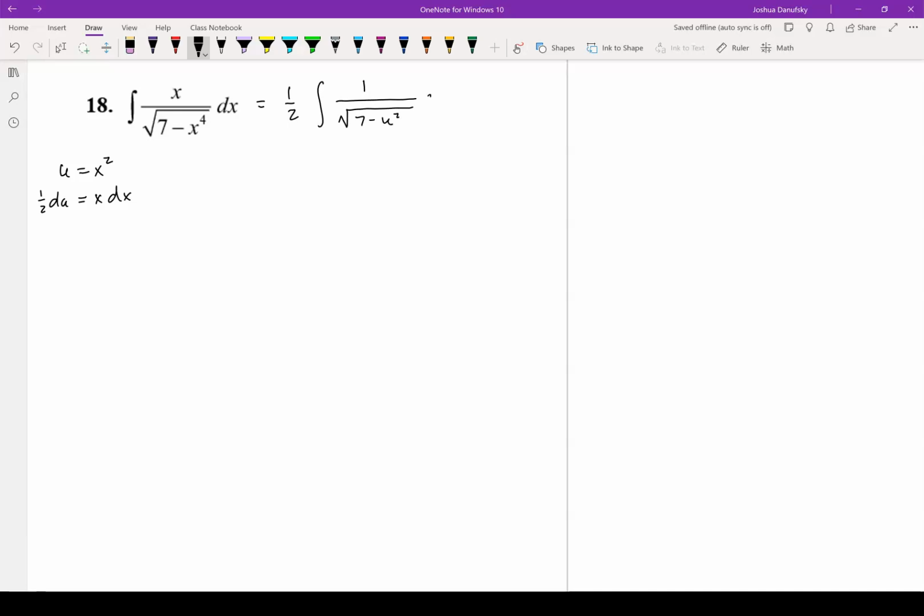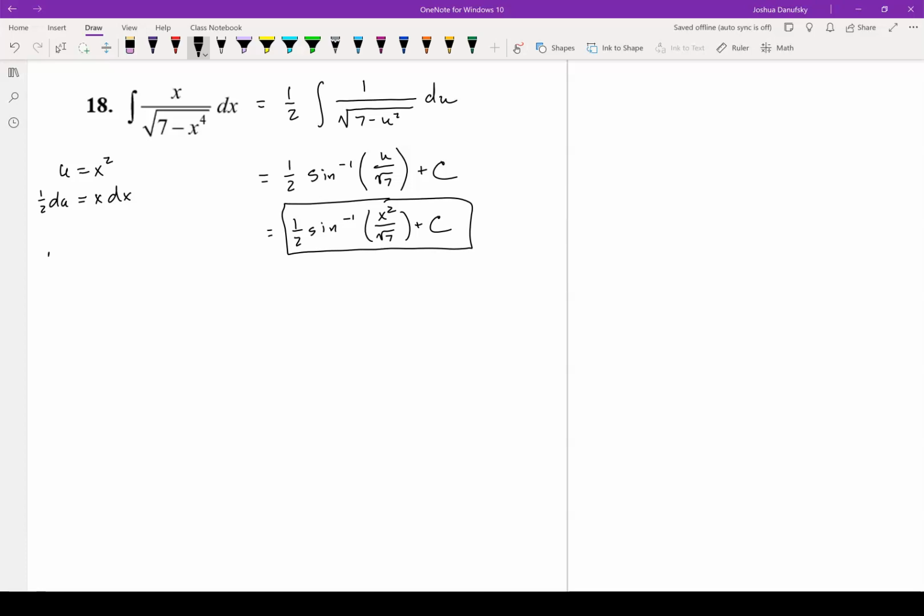Now this integral becomes 1/2 the integral of 1 over the square root of 7 minus u squared du. At this point, you might be tempted to jump right into trig substitution, which will work, but also notice this is just sine inverse. So this is 1/2 sine inverse of u over the square root of 7 plus c, bringing back our x squared, and we have it. If you choose to do a trig sub, you would let u equal root 7 sine theta and go from there.